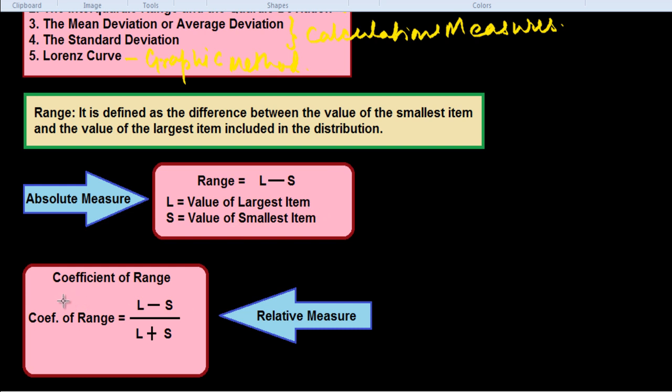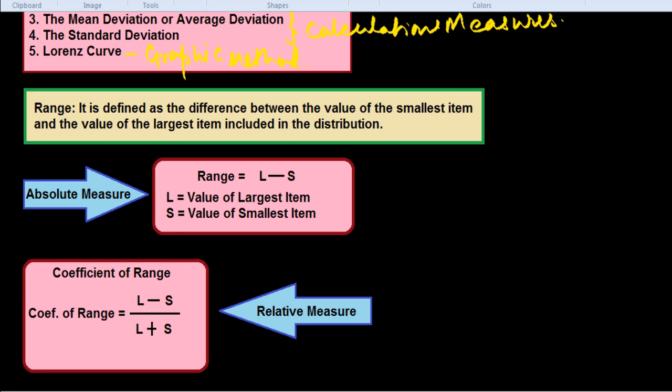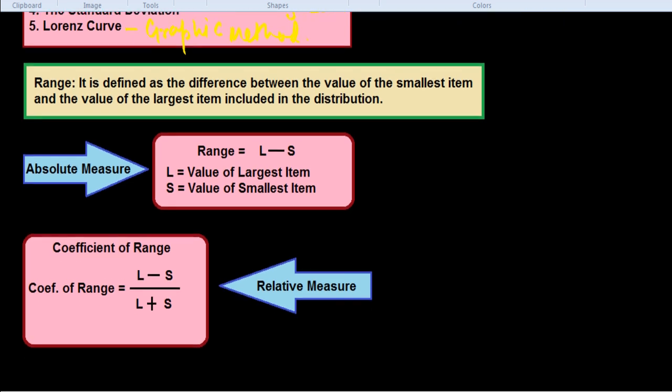This is the absolute measure of range we can find by this formula. And second, if we have to find the relative measure, the coefficient of range is equal to L minus S over L plus S, where L is the value of the largest item and S is the value of the smallest item. We put those values here and easily get the coefficient of range. Now we take one example.